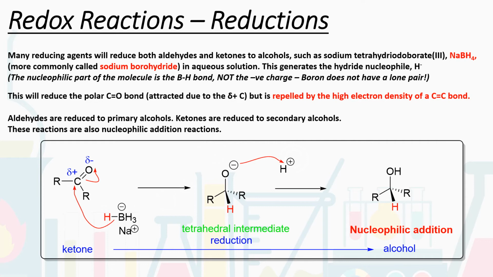Essentially, this generates the hydride nucleophile, H-, but if we're drawing our mechanism out really properly, we should start by using this actual sodium borohydride. So this is an ionic molecule. We have our sodium positive cation, and then our borohydride anion, BH4-. Now, the thing to note is that quite often we draw our arrows in mechanisms from a negative charge, because normally the negative charge, for example, on a cyanide anion or on a hydroxide anion, represents a lone pair. In this case, the negative charge does not represent a lone pair.